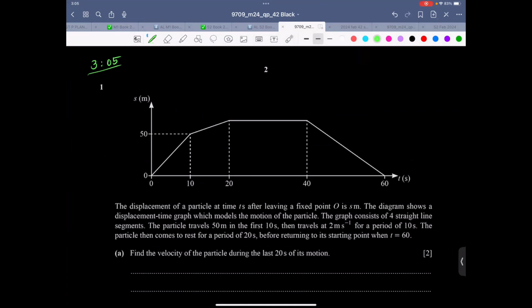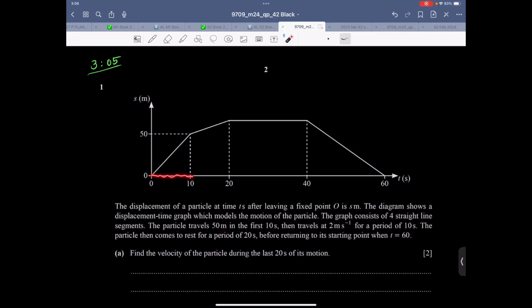So now the question says, the displacement of a particle at time t seconds after leaving a fixed point O is s meters. The diagram shows a displacement time graph. Displacement on the vertical axis, time on the horizontal axis, displacement in meters, time in seconds, which models the motion of the particle. The graph consists of 4 straight line segments. The particle travels 50 meters in the first 10 seconds.